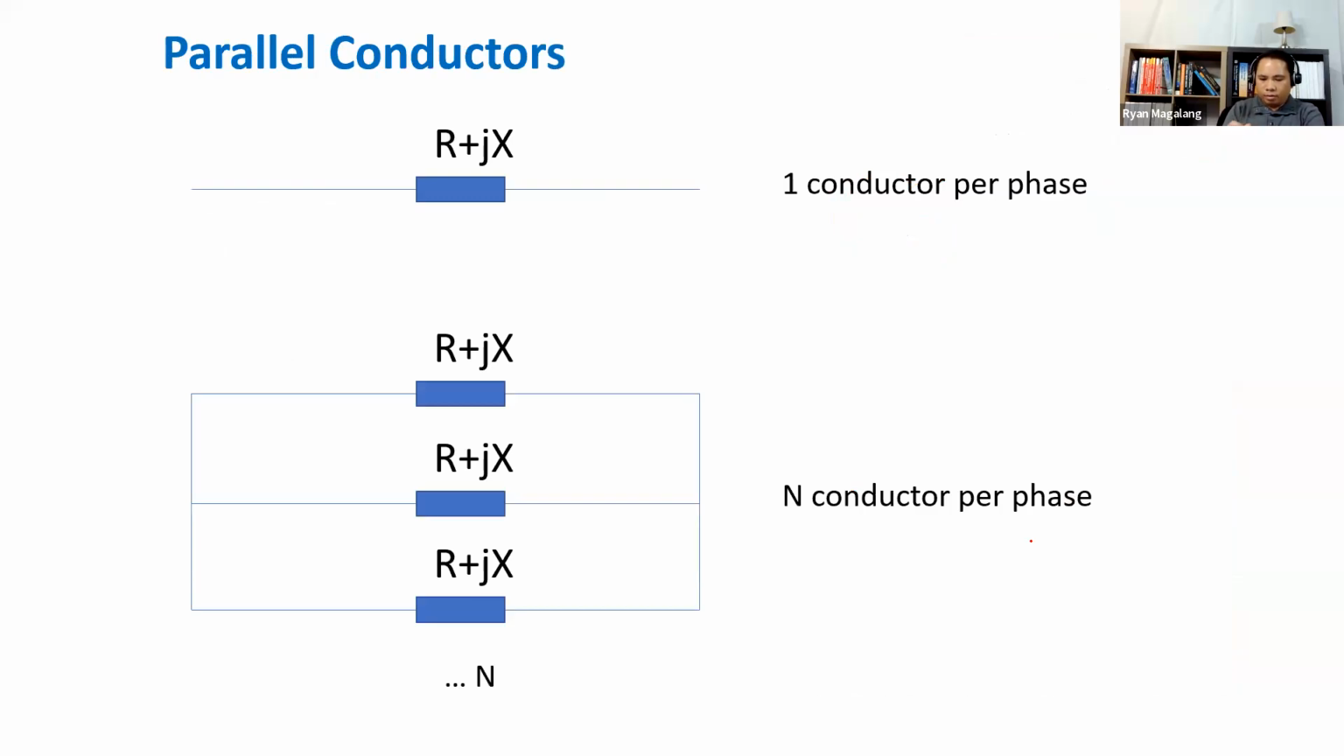Again, like I mentioned, the number of conductors per phase will bring down the impedance, because as we parallel, what happens to a parallel impedance or resistor? It brings down the impedance, because Z total is equal to 1 over Z1 plus 1 over Z2 and so on, raised to the -1. So it brings down as you add more parallel conductors.